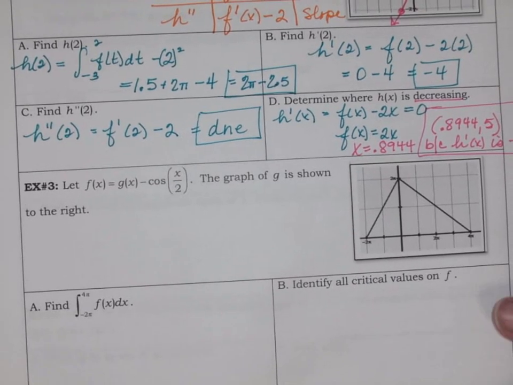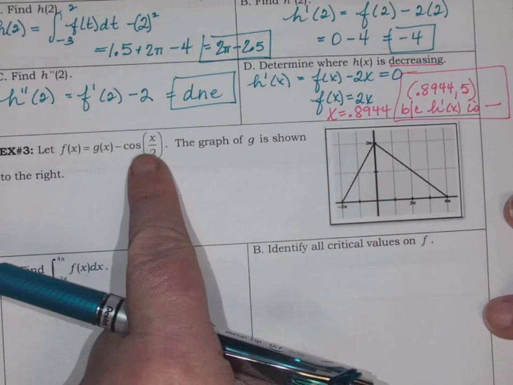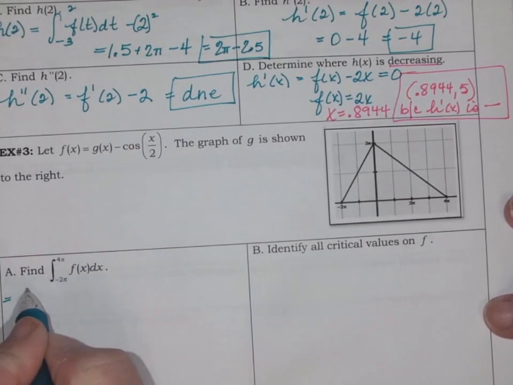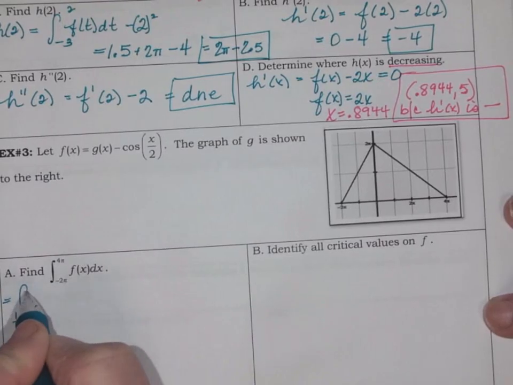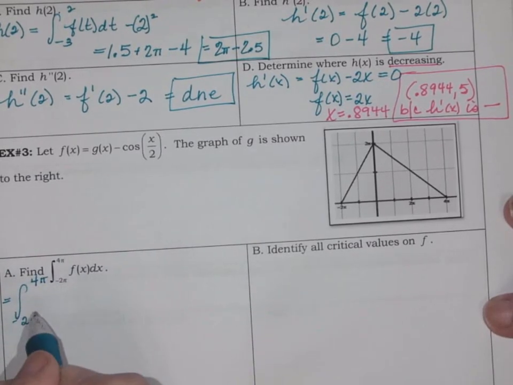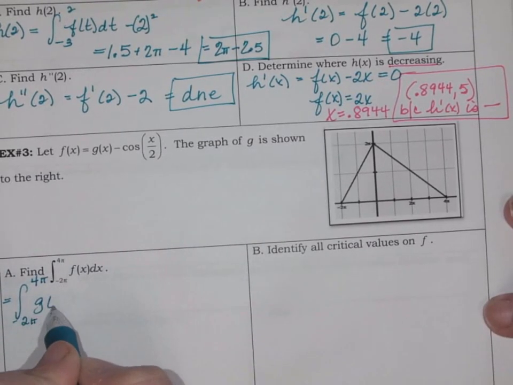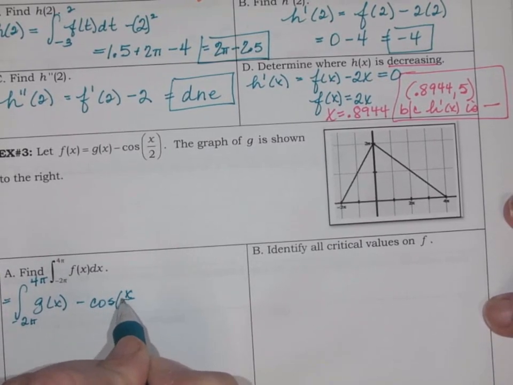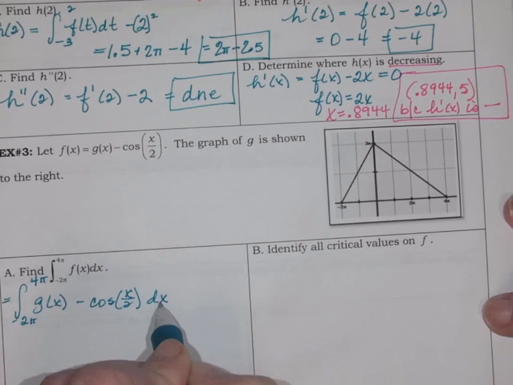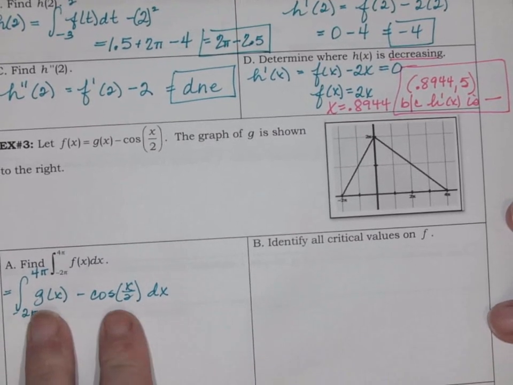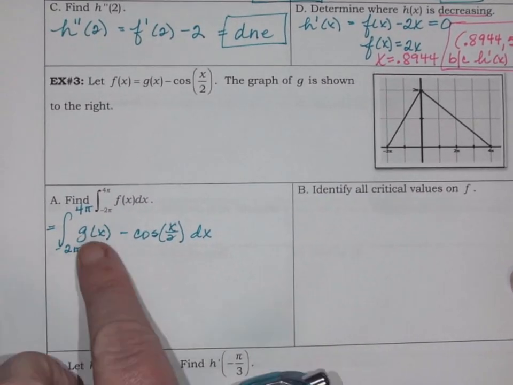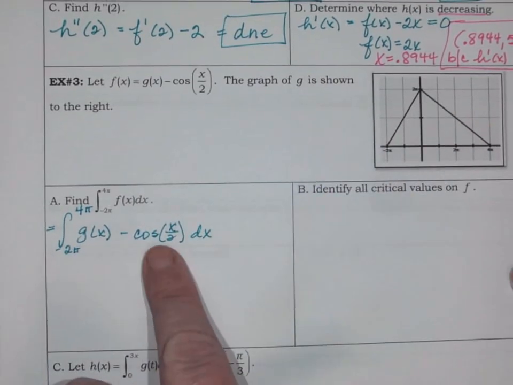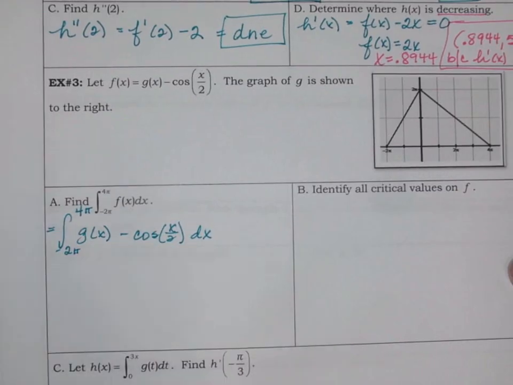Okay, so the first thing that we're going to do is just replace f of x with our equation. So that would be the integral from -2 pi to 4 pi of g of x minus cosine of x over 2 dx. Now I'm going to split this apart because we're going to work them separately. With g, we're going to find the area under the curve. With the cosine x over 2, we're going to do the antiderivative.